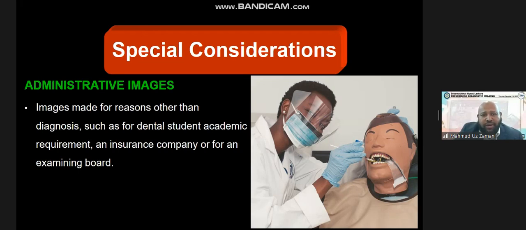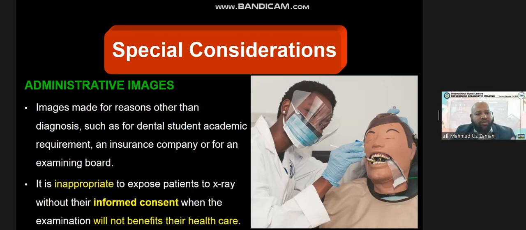So always remember, don't expose your patient or yourself unnecessarily. Always expose the patient as low as you can, which is beneficial for the patient and also for you. It is inappropriate to expose the patient without their informed consent when the examination is not beneficial for their healthcare.